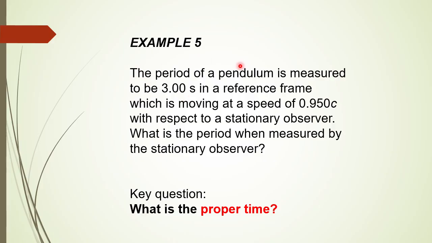The pendulum is an experiment carried out in the moving frame. So therefore, the 3 seconds is measured by the moving frame, and so the 3 seconds is the proper time, right? The stationary observer will measure a longer time than 3 seconds. So let's check that our calculation gives this result.